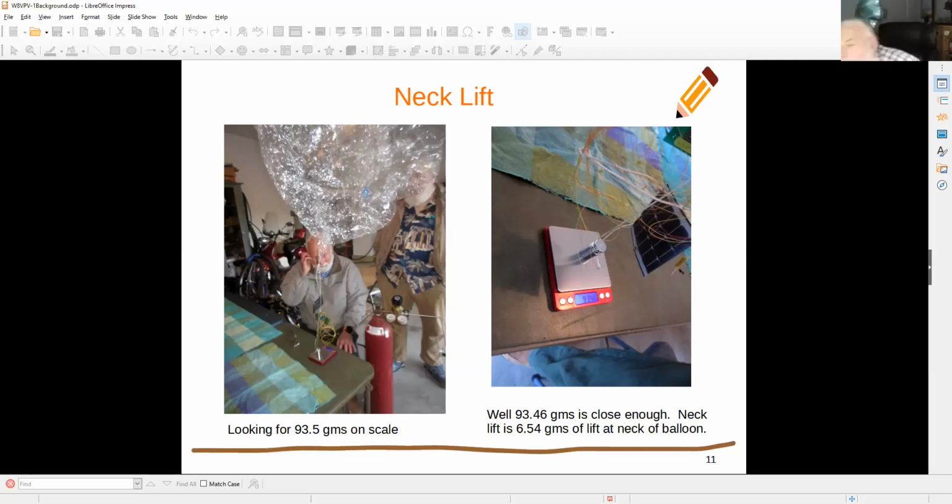And what does it turn out to be? Oh, excuse me, I'm wrong. At this particular point we have 93.48, looks like, grams. And so if you do the subtraction, that turns out to be about 6.54 grams of lift.